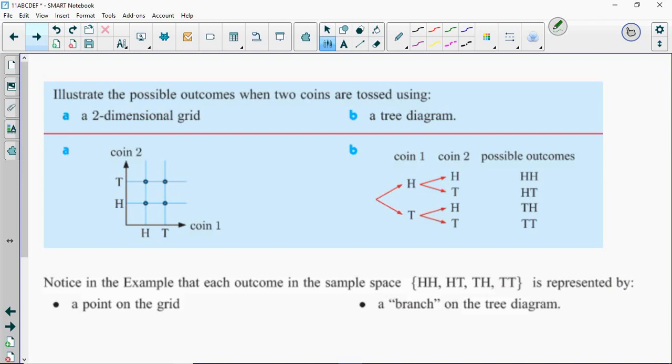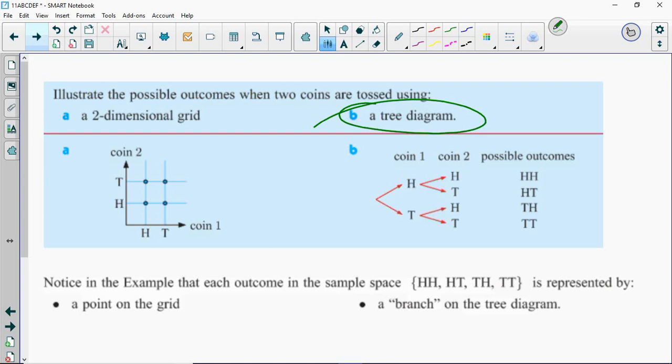So there's a couple other ways that we can organize our thoughts. One is a 2-dimensional grid, seen at left, and there's a tree diagram. Tree diagrams in particular are going to be very, very useful for us throughout this course, so I really like to employ them whenever I can, but I don't know, some people like grids, I guess.